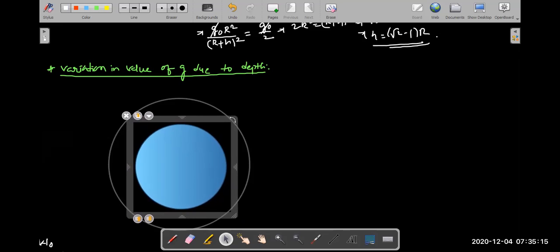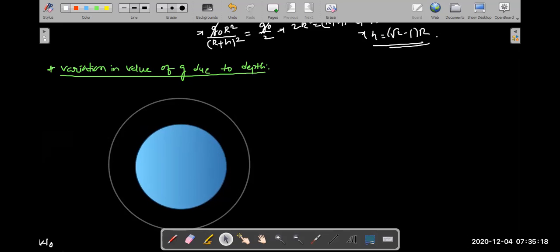Now assume a situation where this is the surface of the Earth, and this is the radius R. From the surface, you have dug a pit, and there you have placed a block of mass m at a depth d from the surface. Clear? Total is R. From that, this is at a distance of how much? R minus d. Is that right? Yes, sir. R minus d.